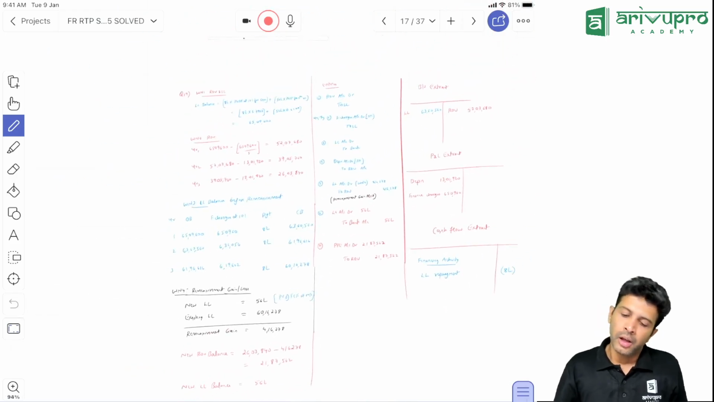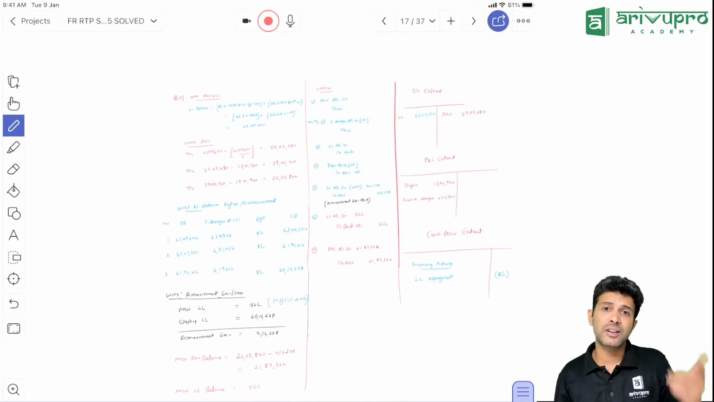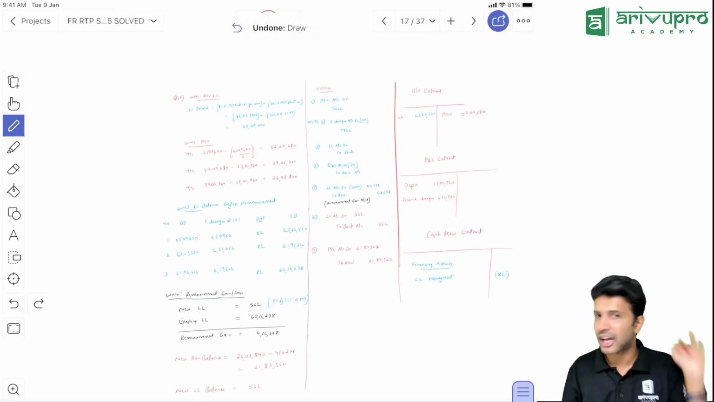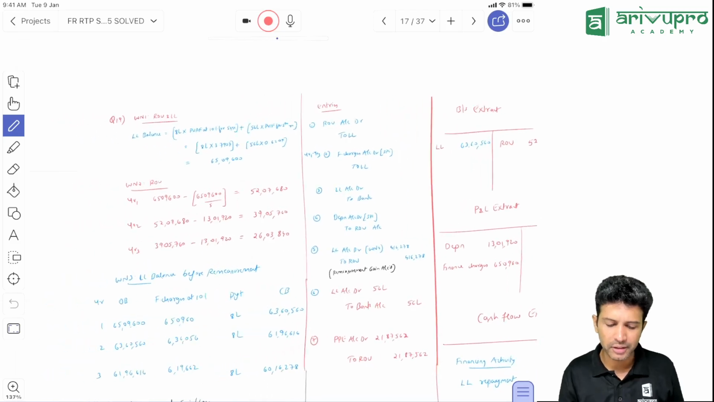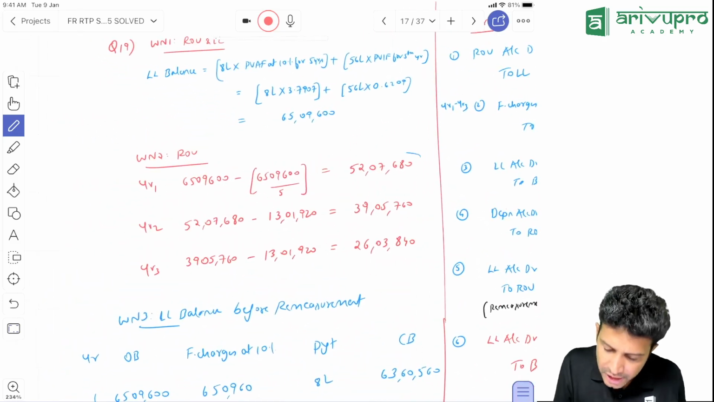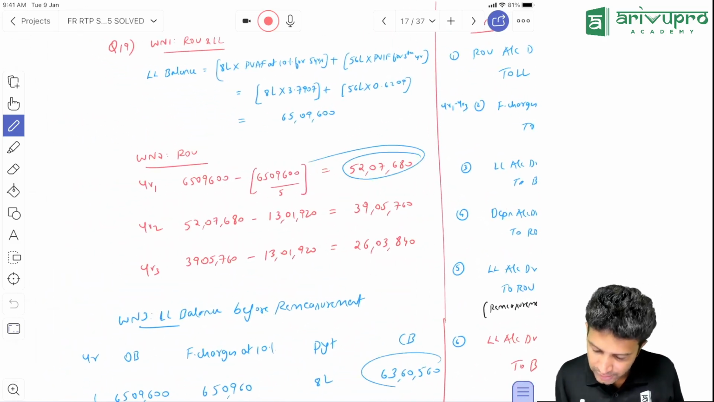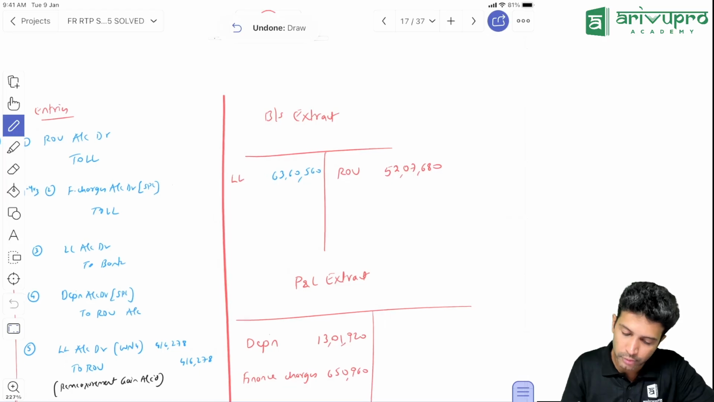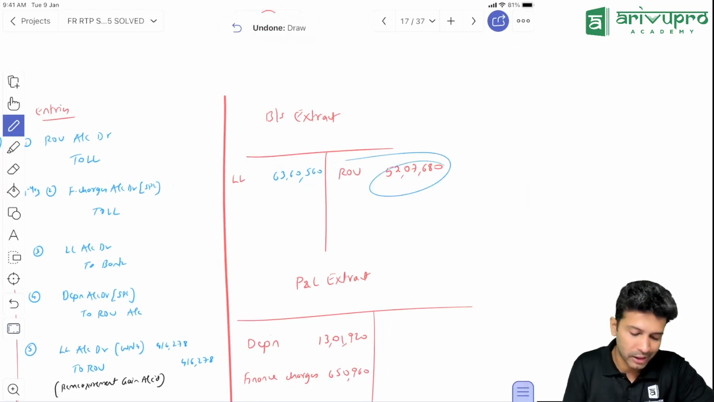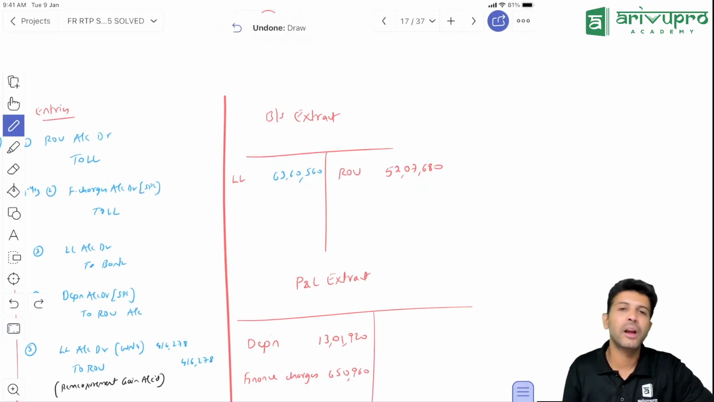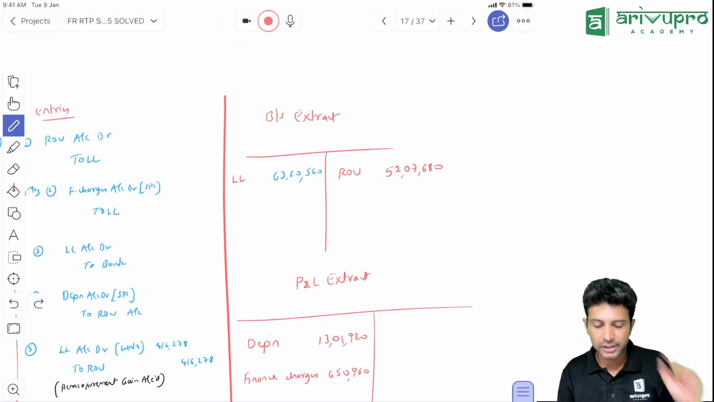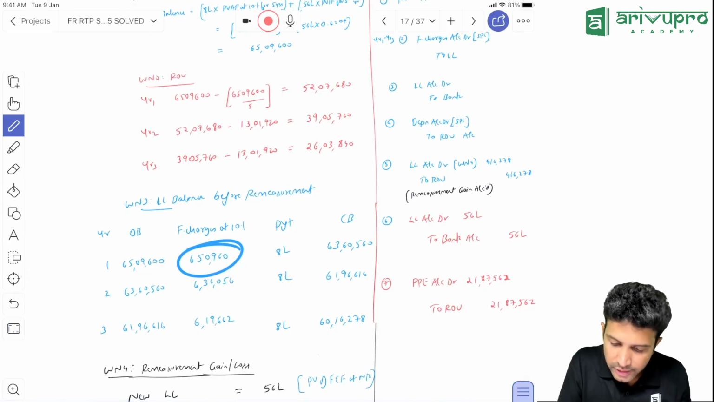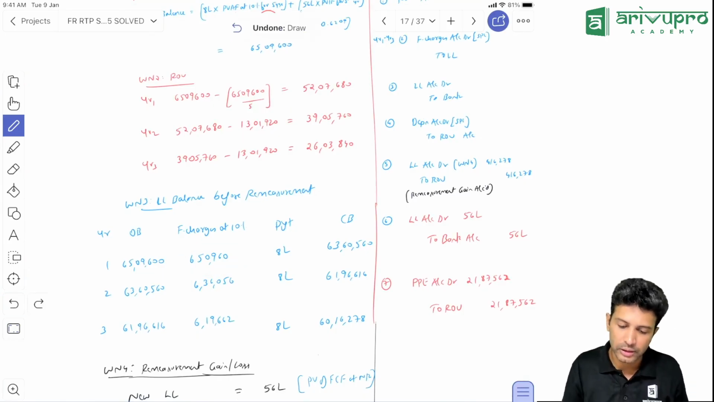Okay. Now one more requirement they asked for in the first year: the impact of this particular transaction on the balance sheet, P&L and cash flow statement. First, the balance sheet impact. In the first year in the balance sheet, ROU will come at this value, LL at this value. It's an extract, so you don't have to give the extract format. Lease liability and ROU balance. In P&L, two components will go: finance charges and depreciation. Finance charges for the first year is this. Depreciation for the first year is 13,01,920.